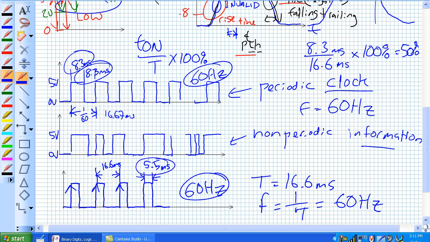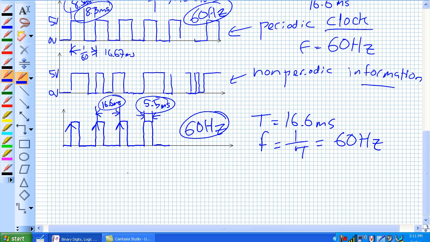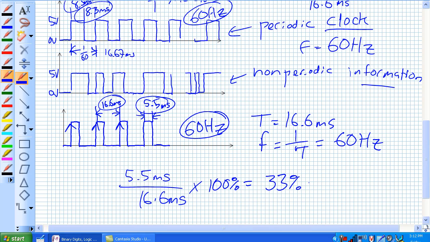This guy's on 5.5 milliseconds of every 16.67. So what's the formula for duty cycle? 5.5 milliseconds divided by the period times 100%. What's our duty cycle? Almost 33%. Okay?